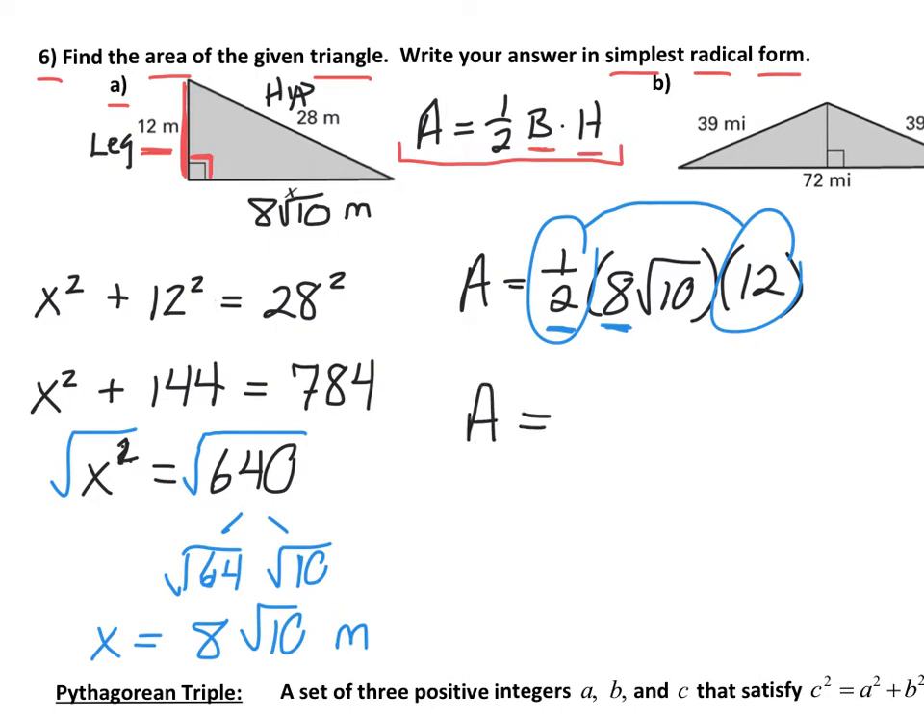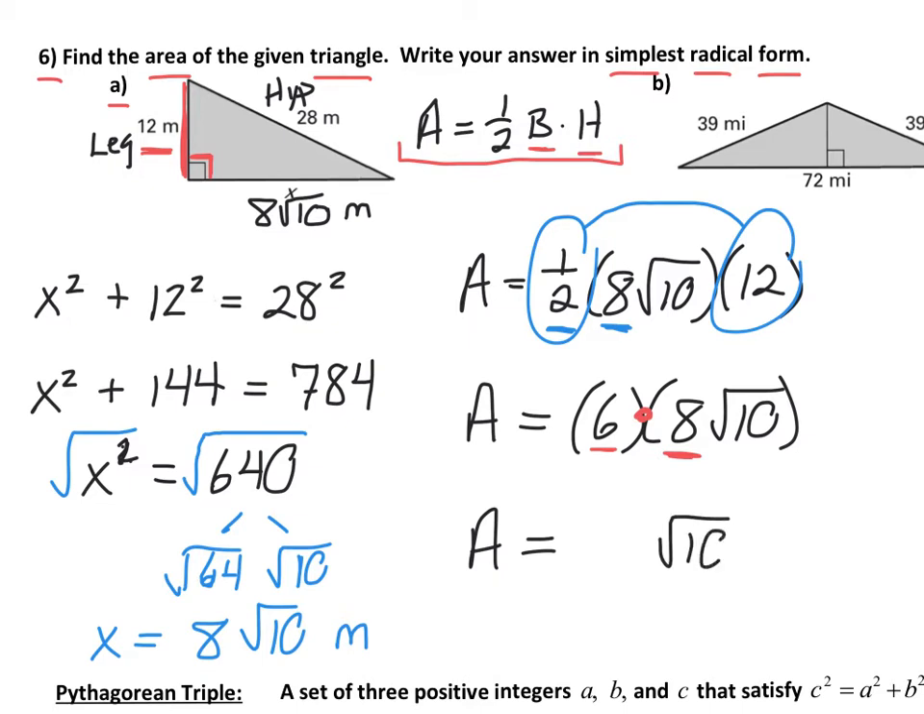We'll do the half and the 12 together first, just to make it easy. So 1/2 times 12 is going to give me 6. And then I have that 8 radical 10. When I'm multiplying these terms, the radical is going to stay radical 10. I'm really only multiplying those terms on the outside. So I know right away that my final answer is going to involve radical 10 and 6 times 8, which is going to give me 48. So it looks like that's my final answer. The units we were dealing with were meters, and I'm talking about area, so it's meters squared.